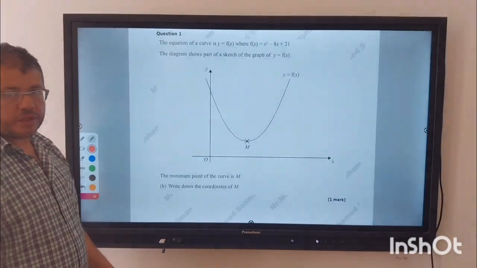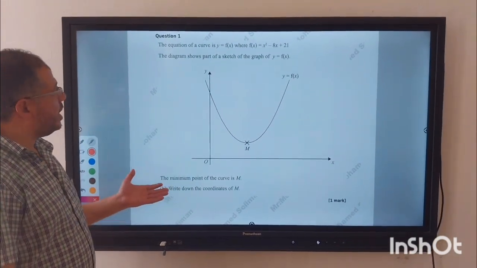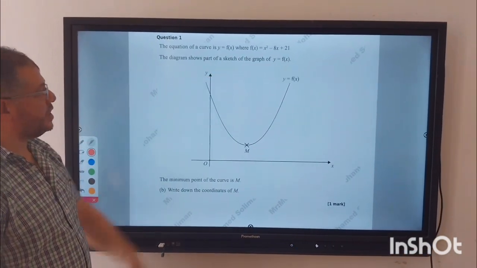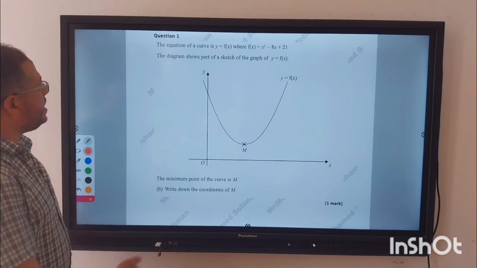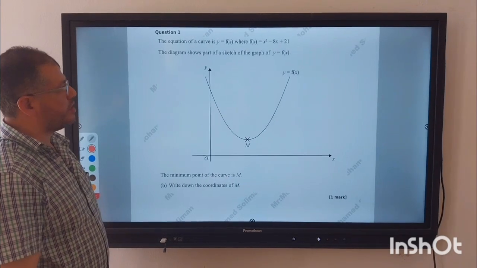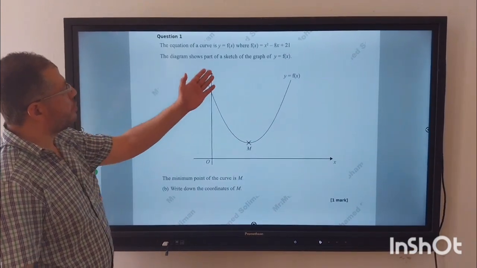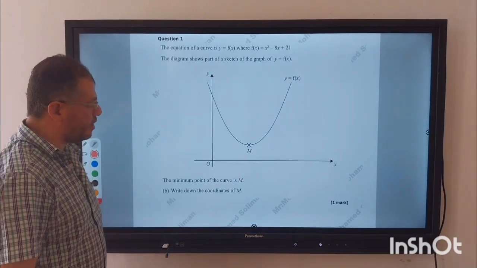Okay, what is the first application here? I have to sketch the quadratic x squared minus 8x plus 21. Here he said that the equation of a curve is y equals f of x, where f of x equals x squared minus 8x plus 21. The first part is to sketch the graph y equals f of x.